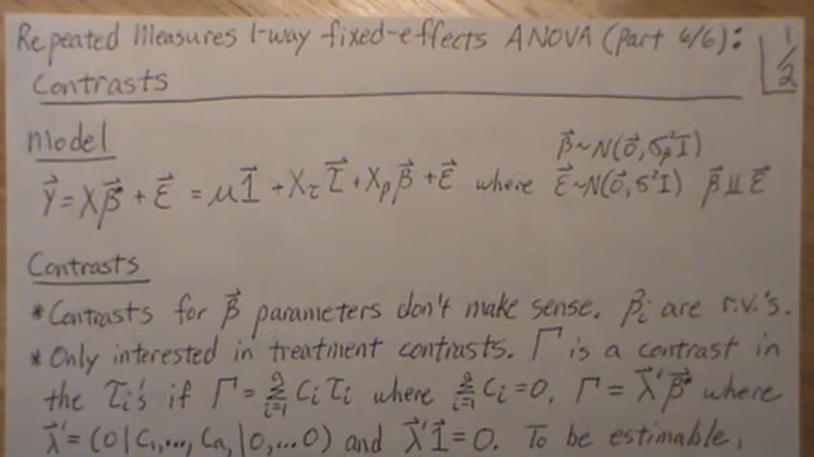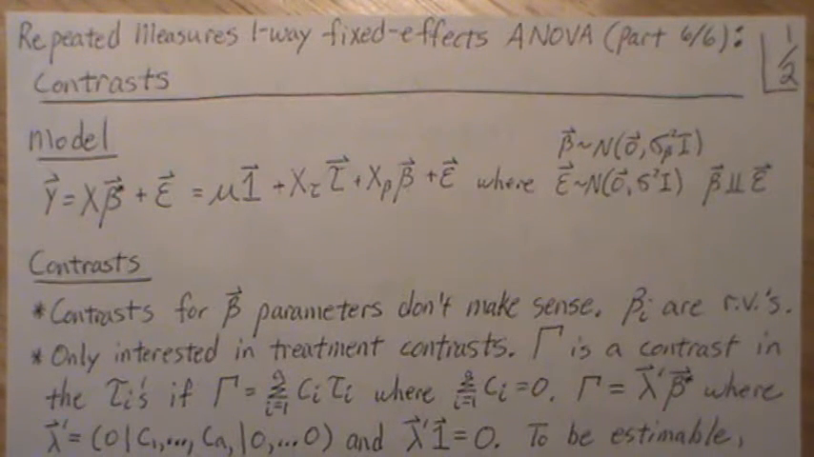Hello, this is the next video in a playlist that I'm calling General Linear Models Design of Experiments. And this is part 6 in a little mini series that I'm calling Repeated Measures One-Way Fixed Effects ANOVA. And we're going to look at contrasts within this model.